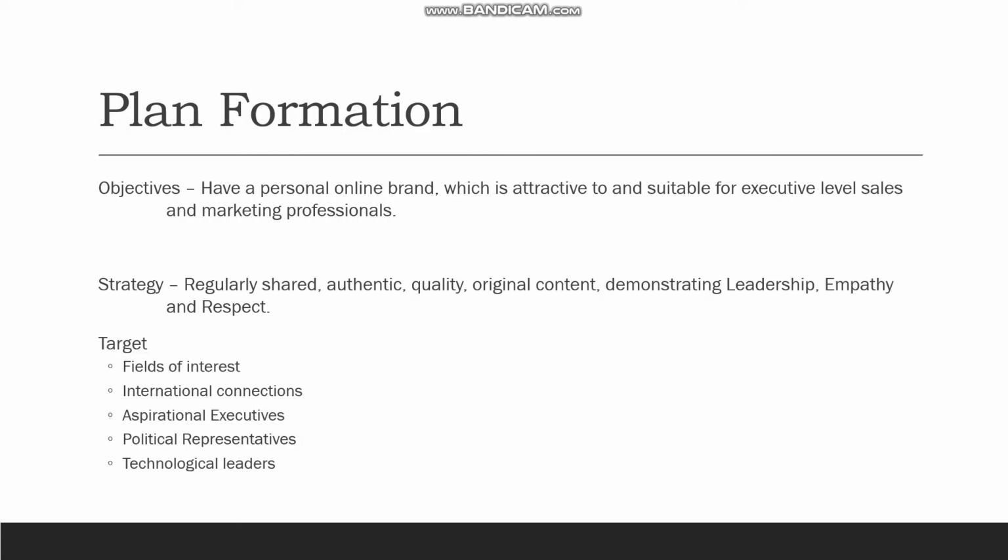I'll leverage my existing network to develop connections that are professionals in fields which interest me, international connections in fields and locations of interest and opportunity, executives who can provide guidance through their content, political content connections relevant to the industry I'm currently in, and technology leaders who can share directional tips and foster early adoption.